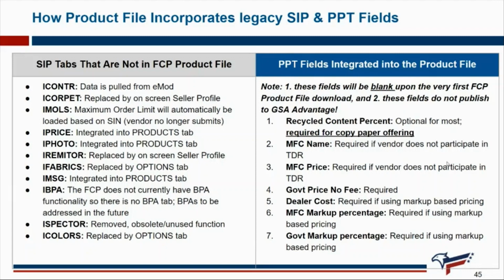The dealer cost, most favored customer markup percentage, and government markup percentage fields are required if using markup-based pricing. The majority of fields included in the product file will publish to Advantage, and these fields will be pre-populated upon initial download. See the README tab of the product file for more information.